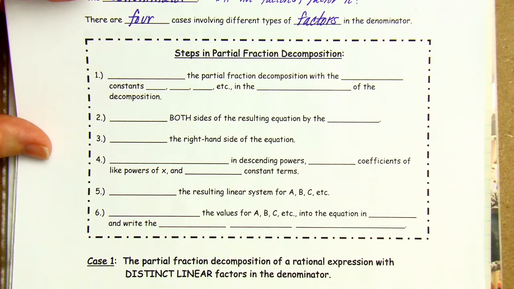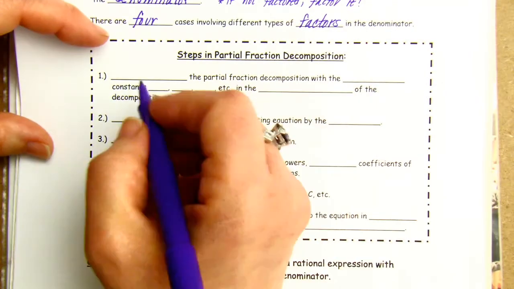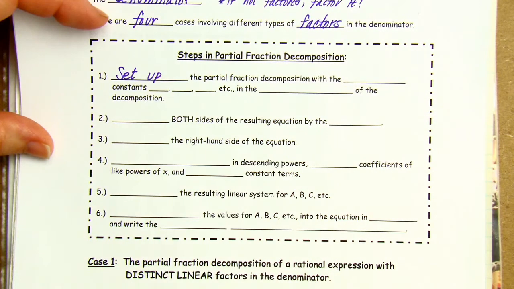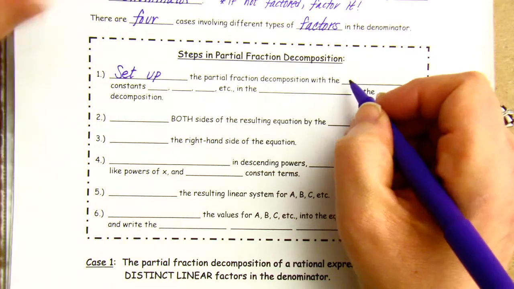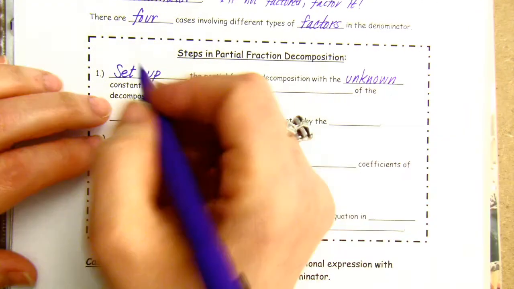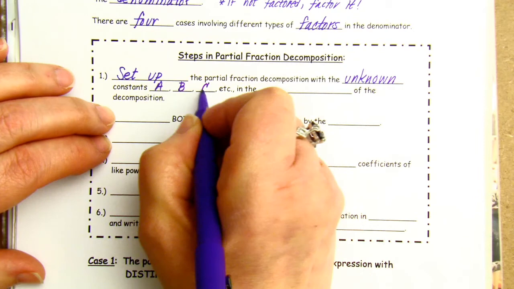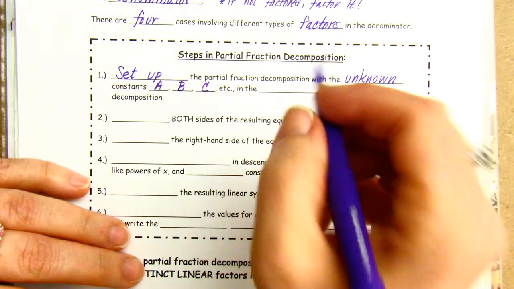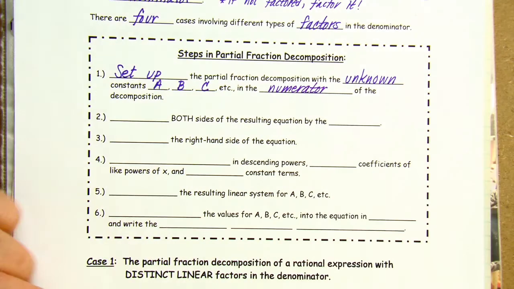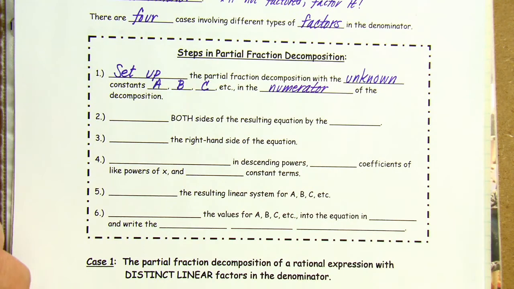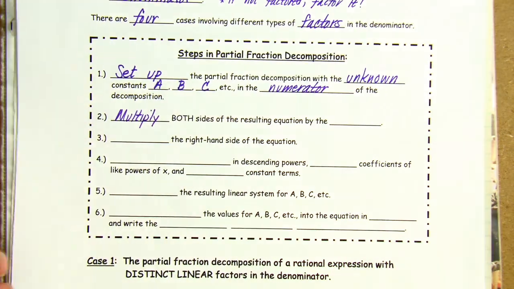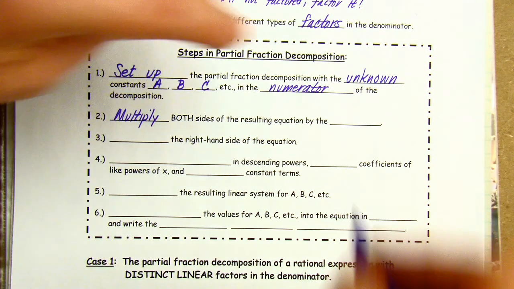Steps in partial fraction decomposition. Number 1, you got to set it up. Set up the partial fraction decomposition with the unknown constants. We're going to use capital letters A, B, C, etc. in the numerator of the decomposition. We're going to multiply both sides of the resulting equation by the least common denominator.